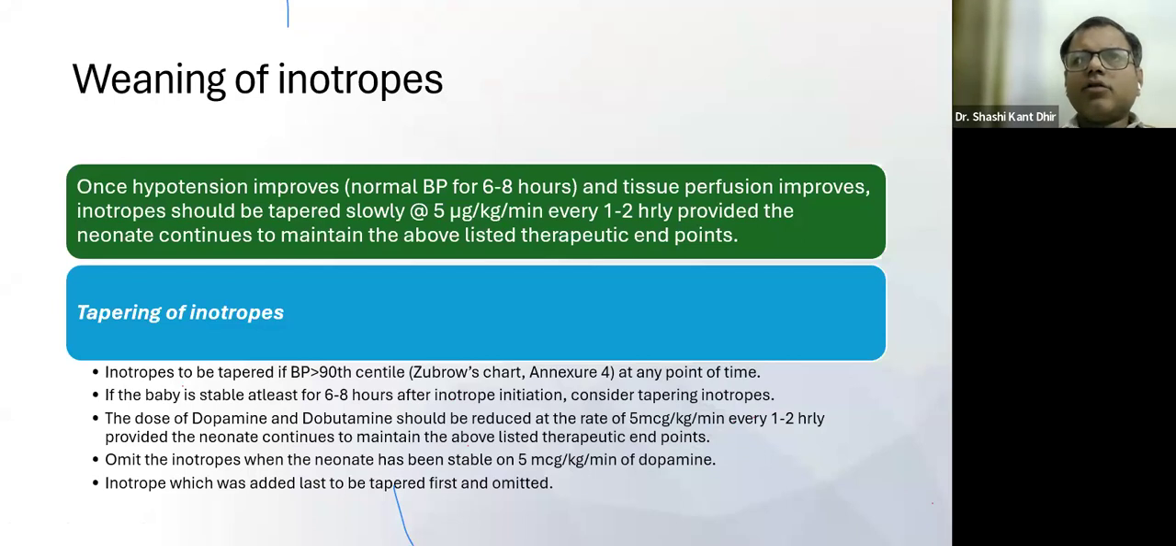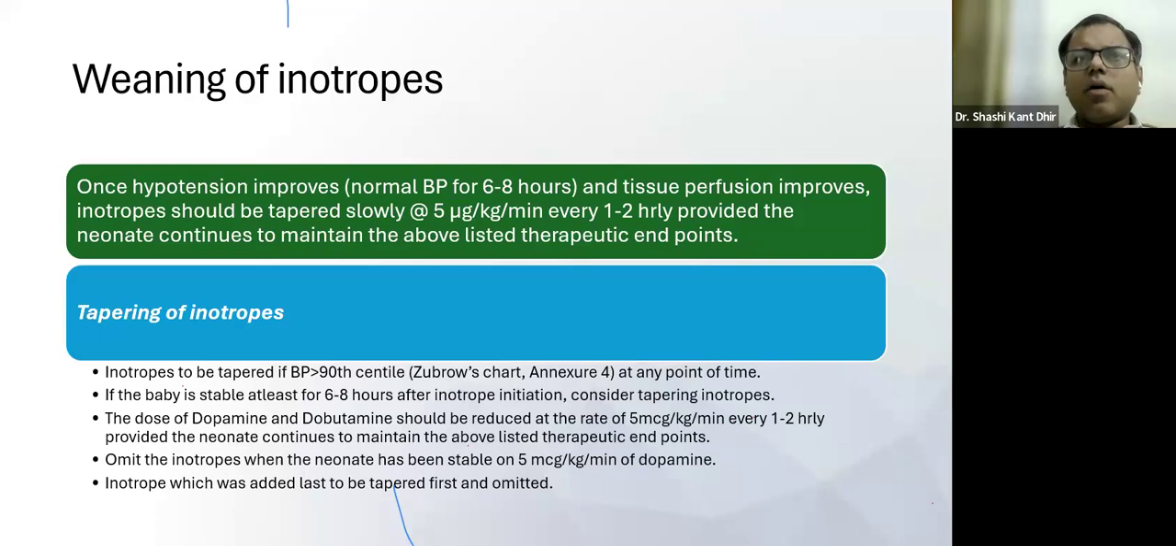So weaning, जो सबसे बाद में इनोट्रोप ऐड करते हैं वो सबसे पहले हटाते हैं. हाइड्रोकॉर्ट सबसे बाद में किया, सबसे पहले हटाएंगे, right? So once the hypotension improves, and in addition to that, the tissue perfusion improves. So both things are important. The tissue perfusion improves as well as the hypotension improves. Then the inotrope should be tapered slowly. So 5 microgram per kg per minute we can try to decrease, but we can also go more slowly depending upon the response of the baby.